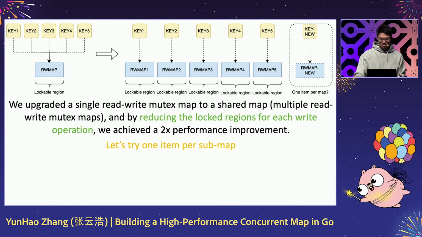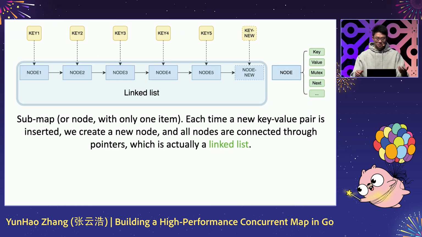So how can we implement such a data structure? A data structure like this indeed exists, and it is a classic data structure called a linked list. Since each submap only contains one item, it is more appropriate to call it a node instead of a submap. The right side is the node's data structure. It contains a key, a value, a mutex, and a next pointer. Each node is connected by the next pointer.